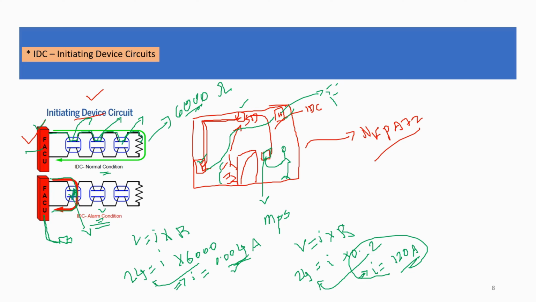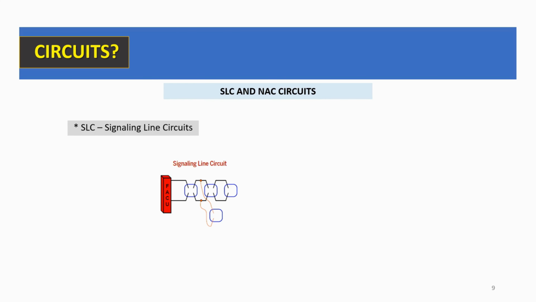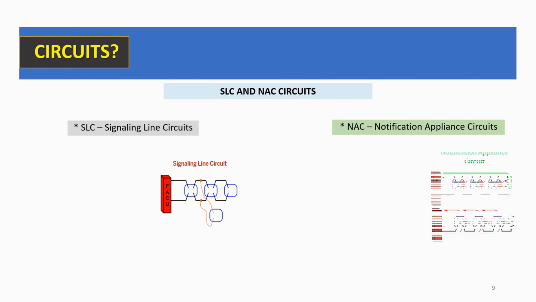I hope you understand the initiating device circuit concept. This is a lengthy one, but I hope it is clear for you now. So let us have a look at the SLC and NAC circuits, signaling line circuit and notification appliance circuits. Signaling line circuits look like this, and notification appliance circuits will look in this way.